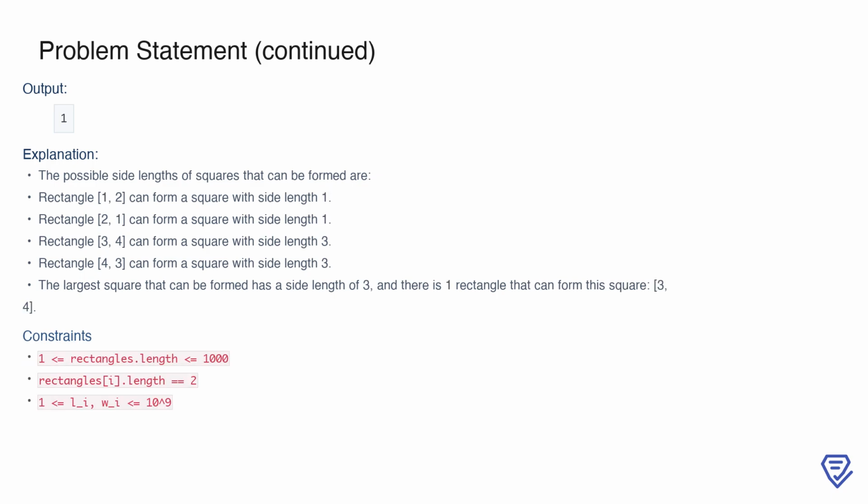In the third example, we have rectangles with dimensions [1, 2], [2, 1], [3, 4], [4, 3]. Using the same method, [1, 2] and [2, 1] can each form a square with side length 1. Meanwhile, [3, 4] and [4, 3] can form squares with side length 3. The largest square here has a side length of 3, and only one rectangle, [3, 4], can form this square. Therefore, the output for this example is 1.